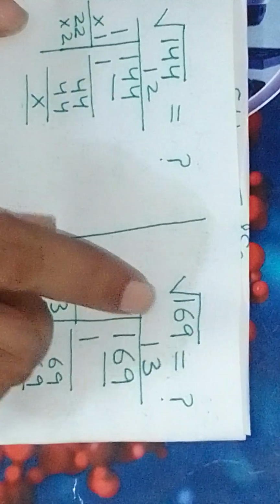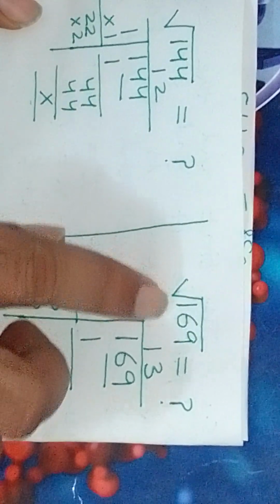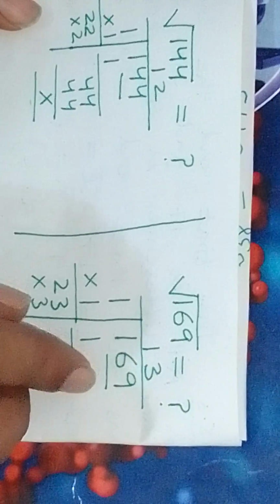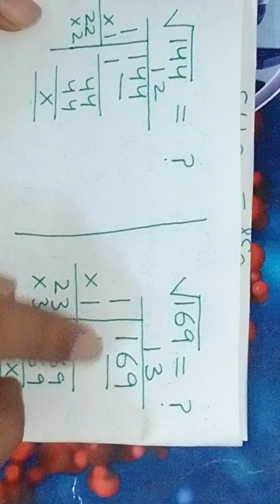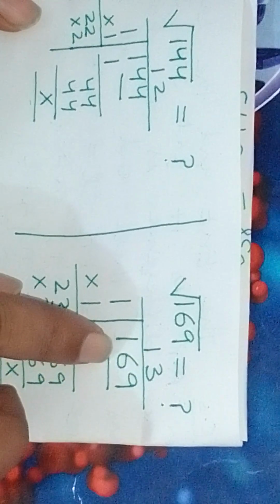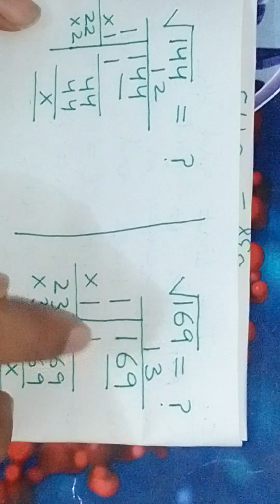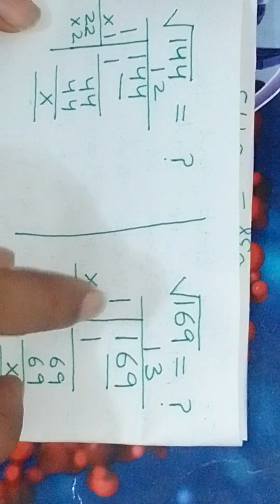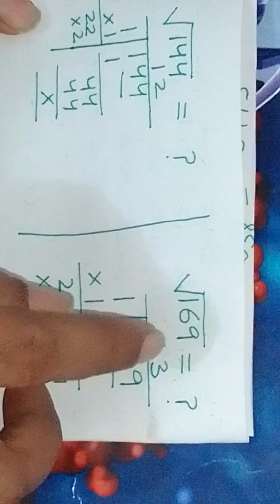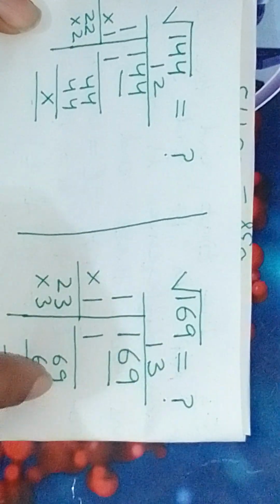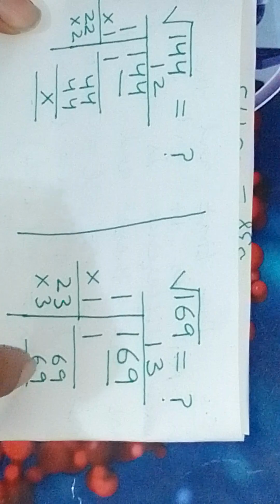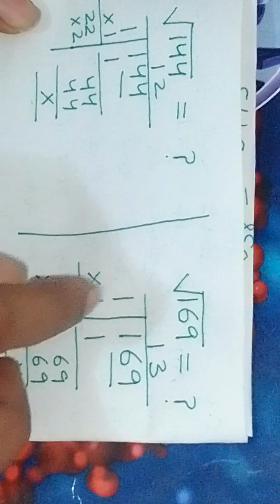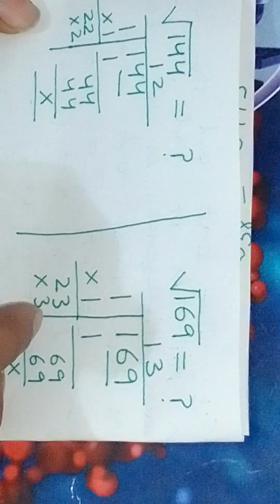Let us take next example, square root of 169. In this case, first of all we will make pairs: 69 and 1 is a single value. Then first of all 1 into 1, that comes to be 1. Then we will take 69 and add 1 and 1, that comes to be 2.